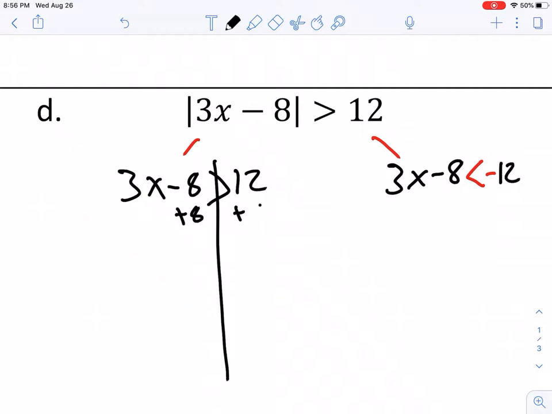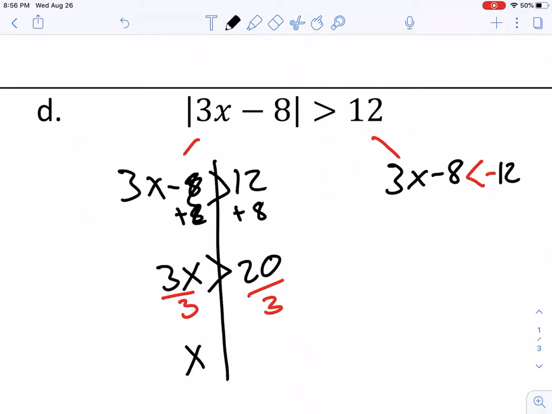We're solving each. We should be really familiar with 2-step equations by the end of Unit 1. 3x is greater than 20. That's 12 plus 8. We are dividing 3 to both sides. Sorry to not color coordinate the other step when I added 8. Let's see, and we have x is greater than 20 over 3.